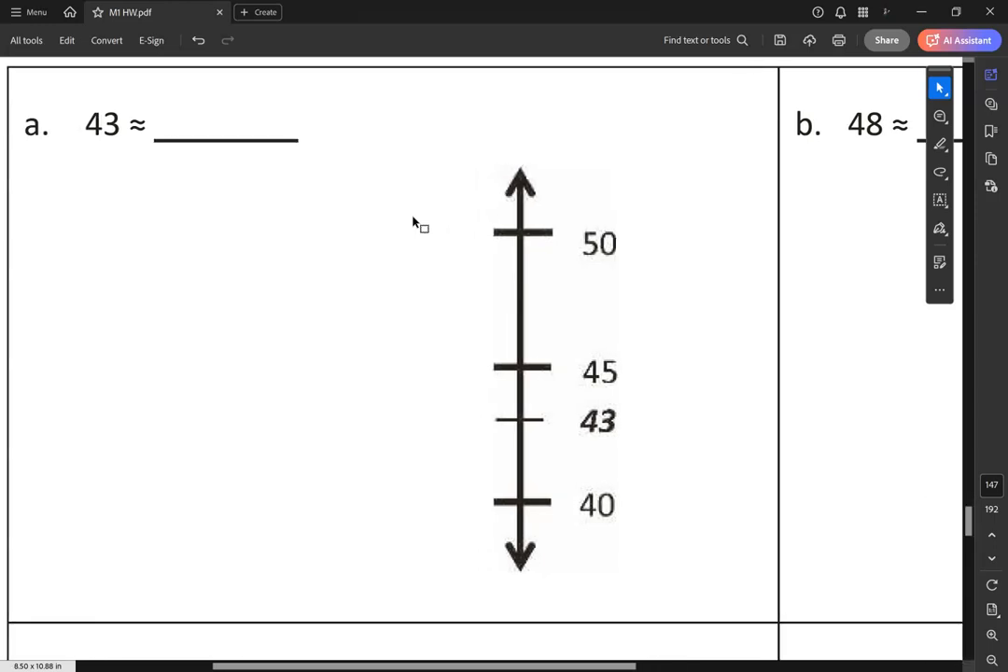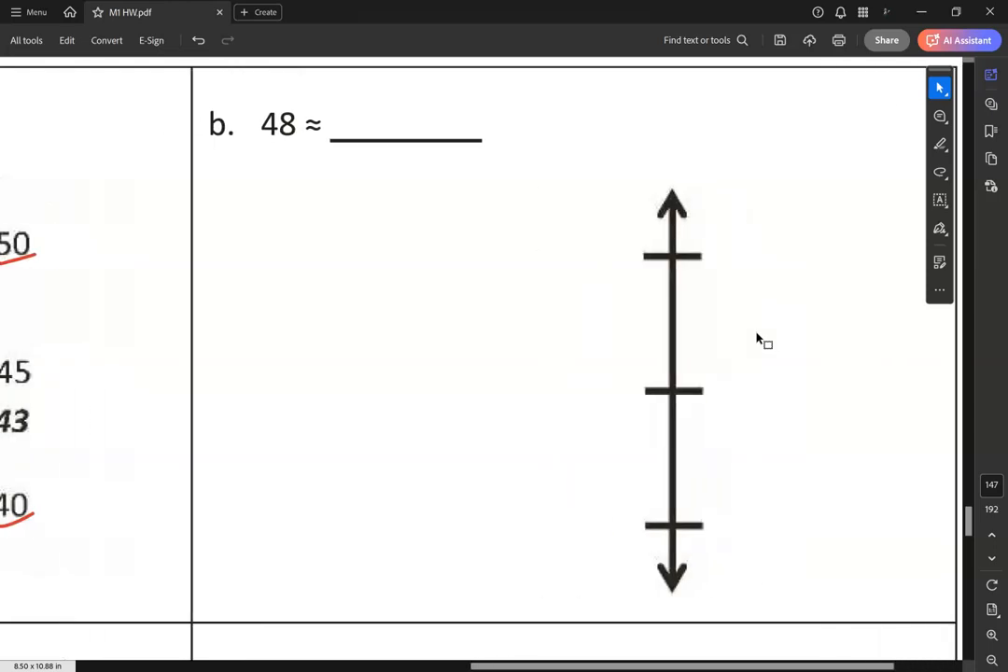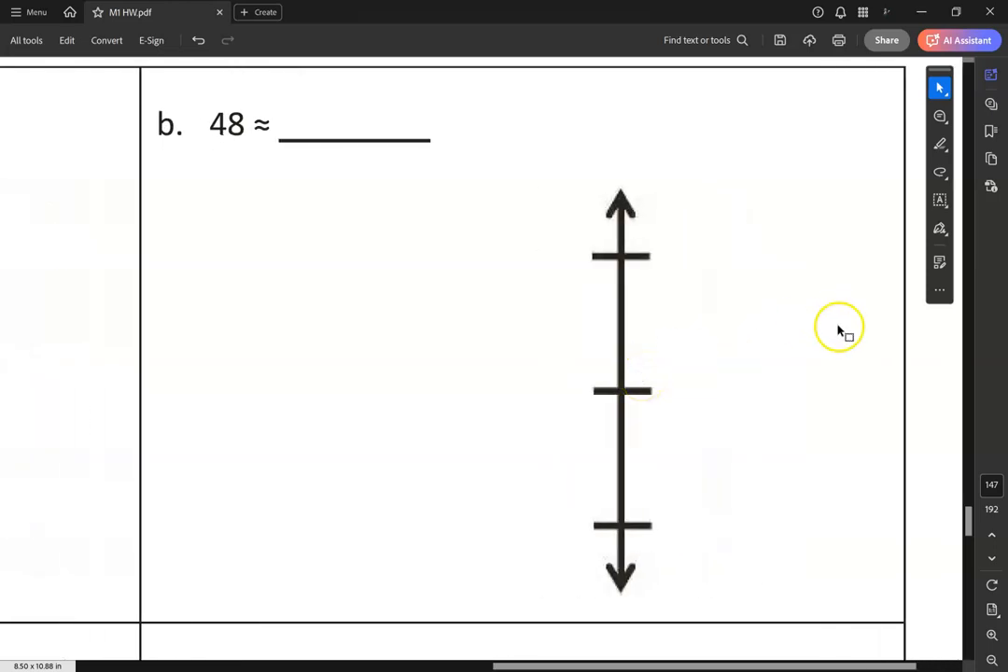So 43. 43 is in between 40 and 50. Those are the two tens that it's in between. Our halfway point is 45. And if I'm going to label the rest, it would be 40, 41, 42, and here's 43. 43 is less than halfway, so we're going to round down to 40. Remember, if I'm going too fast, you can pause the video, you can rewind, whatever you need.